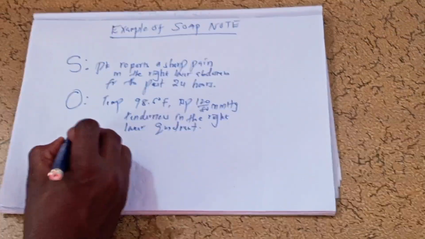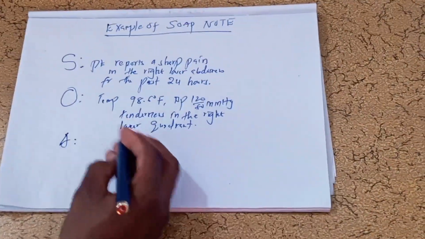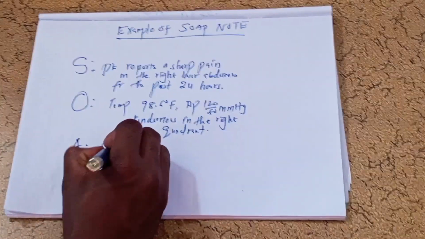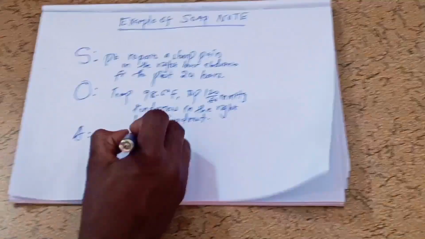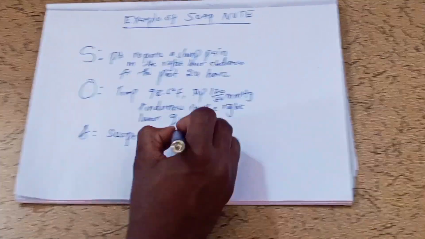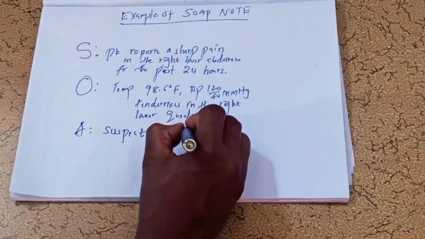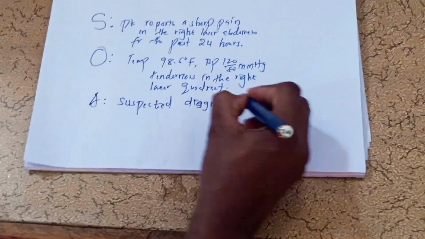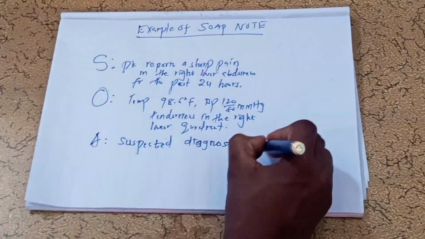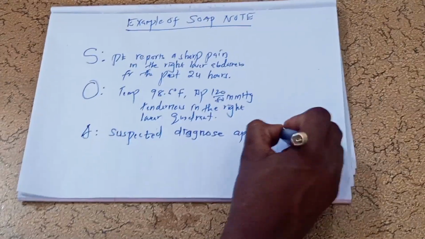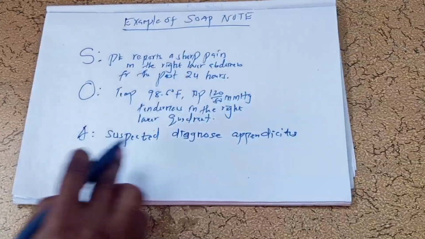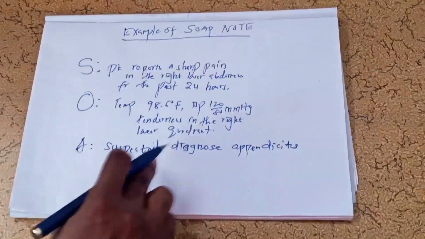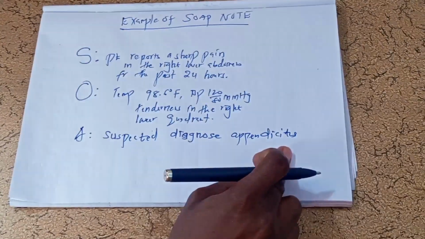Then in the assessment we have the possible diagnosis. For example, we have the suspected diagnosis. The suspected diagnosis is appendicitis. So in the assessment we have a suspected diagnosis that is appendicitis.